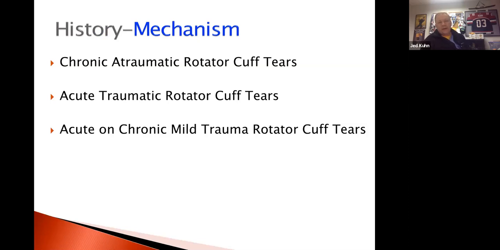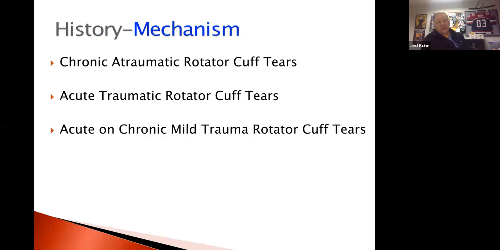As Jay talked about, there are 3 or 4 different ways of classifying rotator cuff tears based on the mechanism. You can have chronic atraumatic cuff tears. These are people that come into your office with pain, no history of trauma. They brought an MRI that shows a rotator cuff tear.